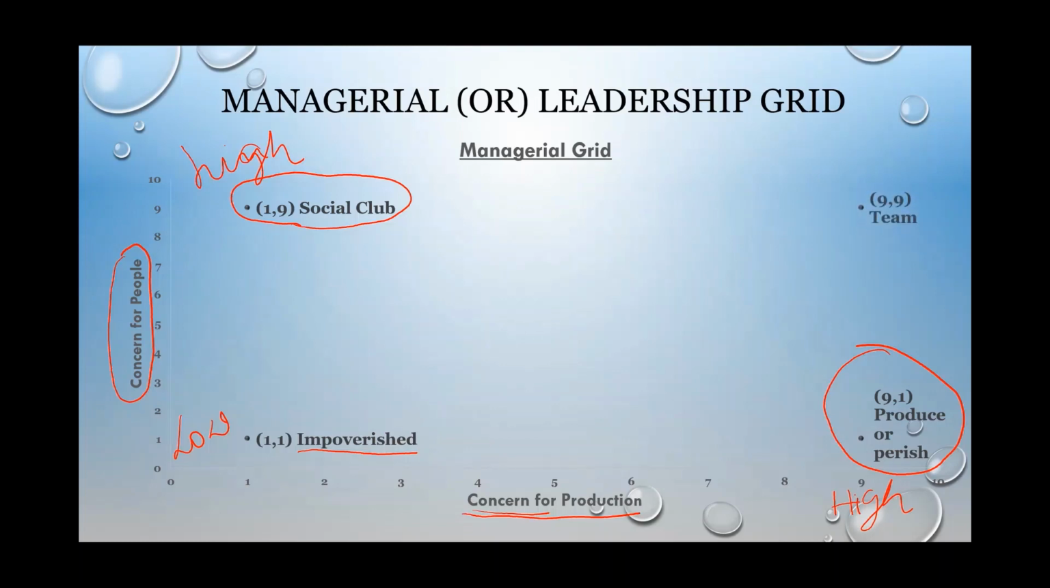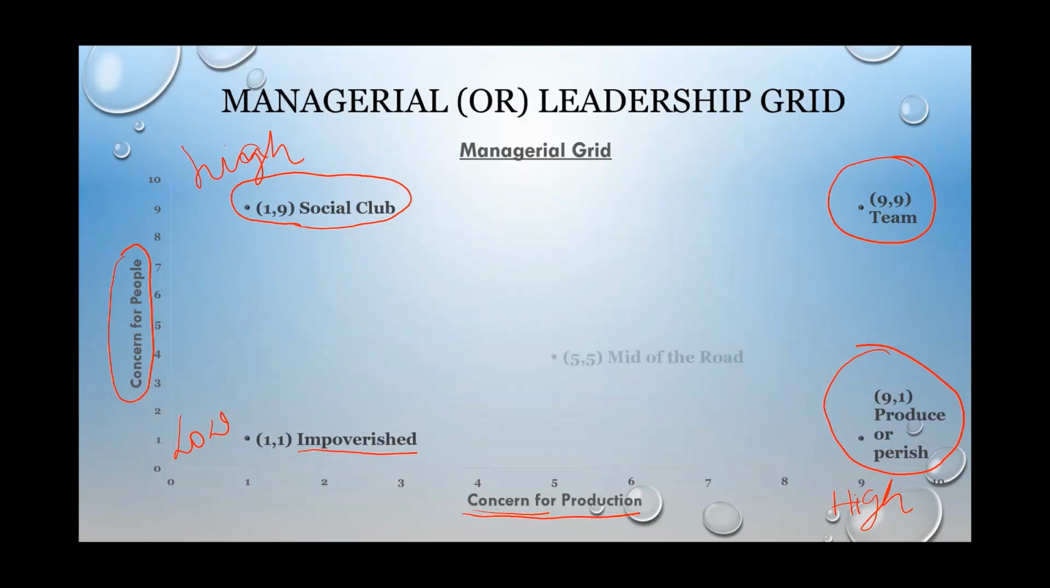Next, let us see how 9,9 works. Here in 9,9, concern for production is high and concern for people is also high. This kind of leadership style talks about team spirit, because here the leader does not compromise on production or achieving targets. At the same time, he is not compromising with the people's well-being. He is taking care of his people very much and he is taking care of the production also very much. This kind of style is called team style.